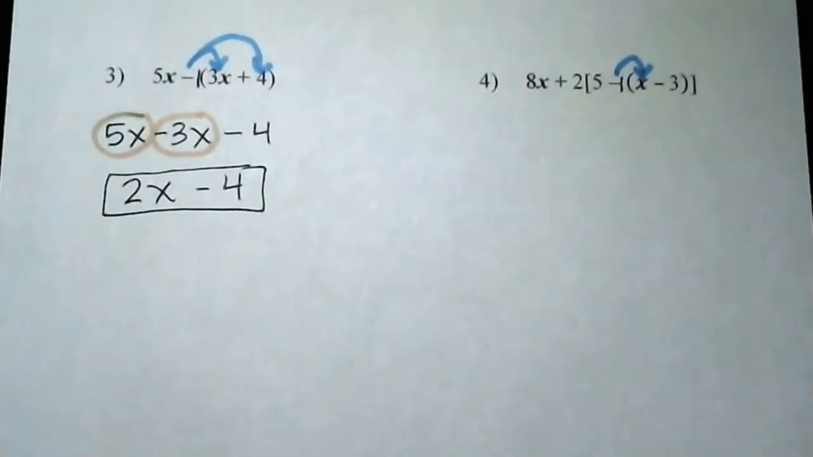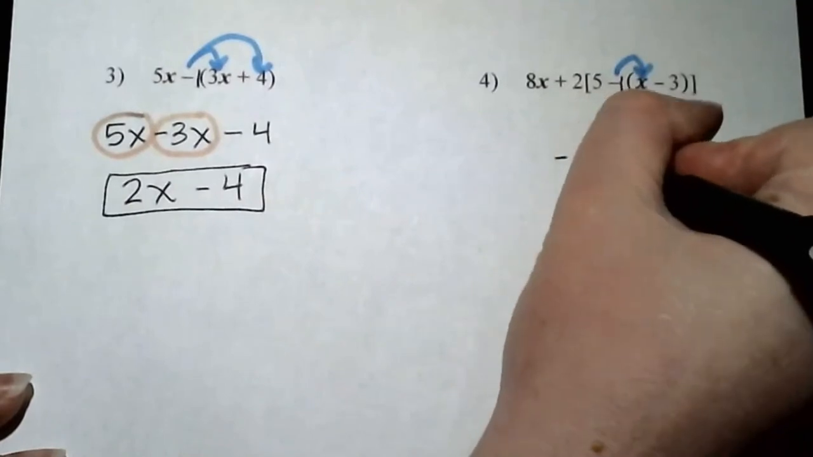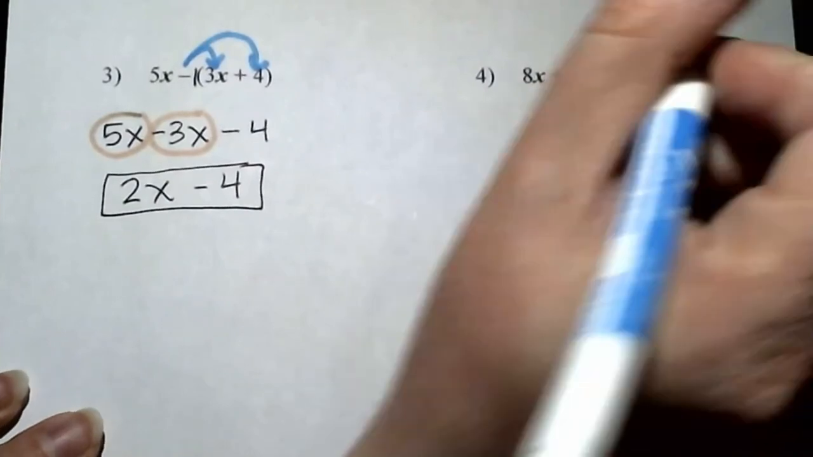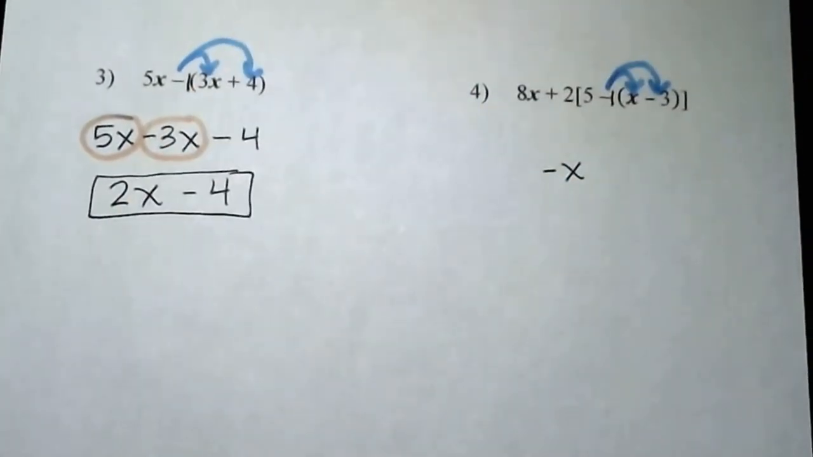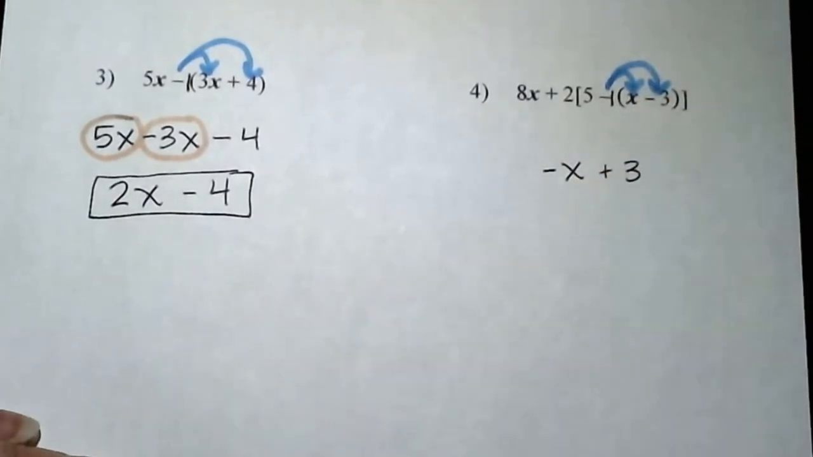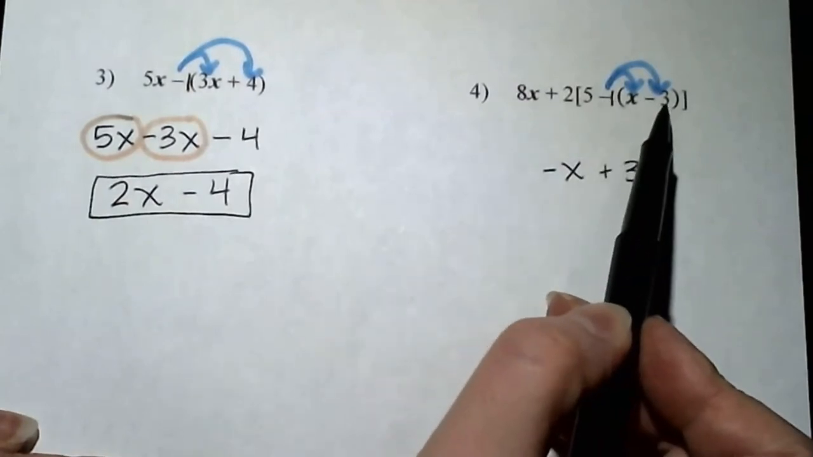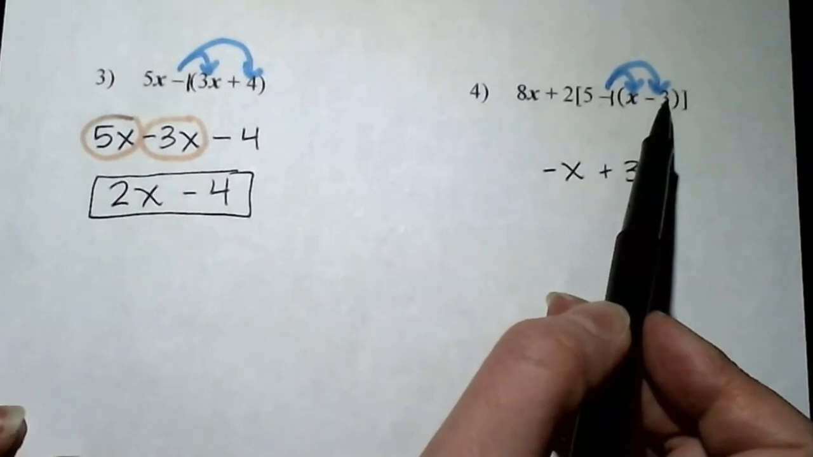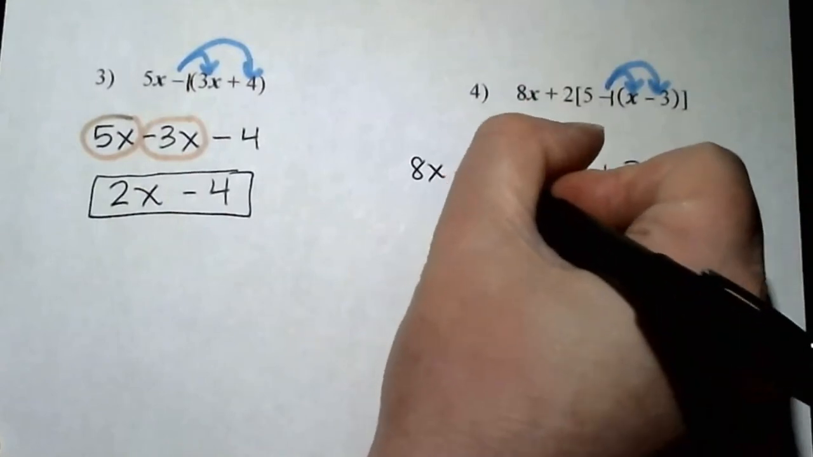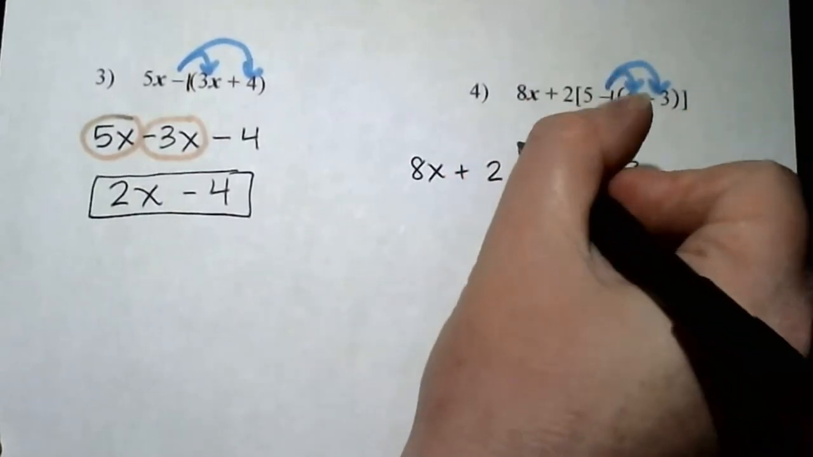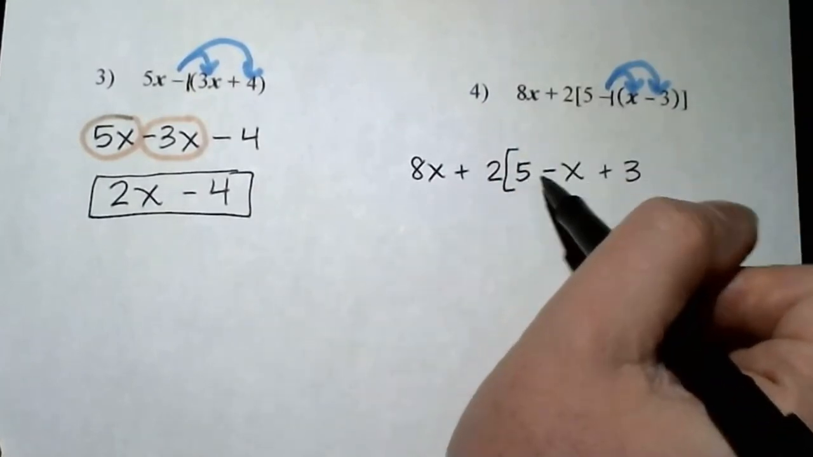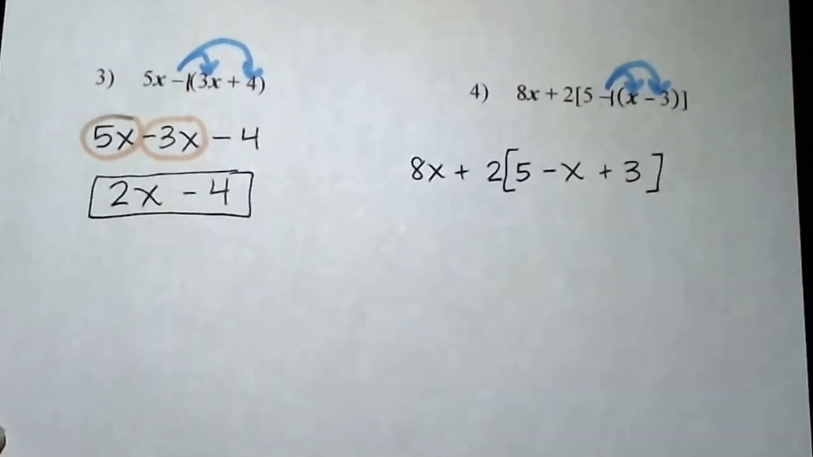So it's negative 1 times x, which is negative x, and then it's negative 1 times negative 3, and a negative times a negative is a positive. That takes care of the innermost parentheses. I'm going to bring everything else down now that I haven't used yet. So I still have an 8x. I still have a plus 2. I still have the brackets. And this 5 is still there. And that's it for now.